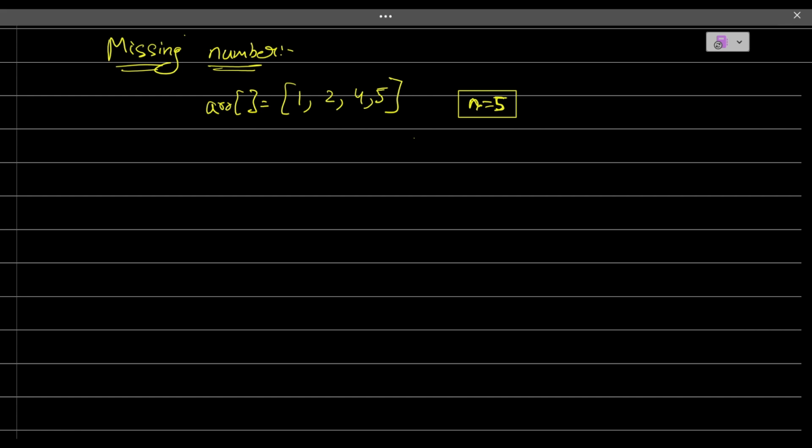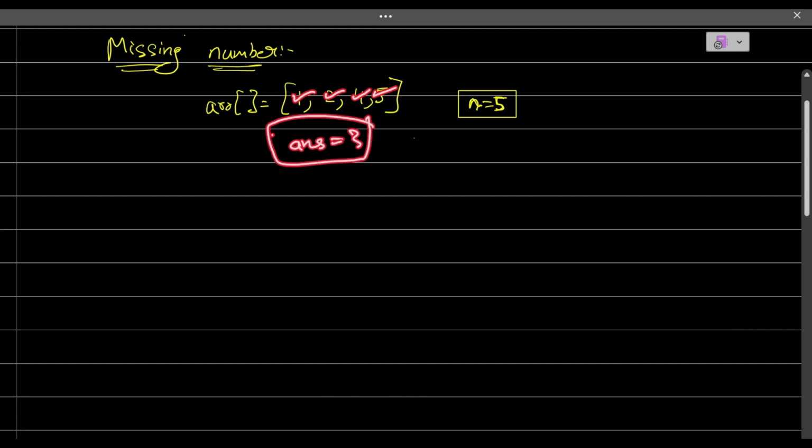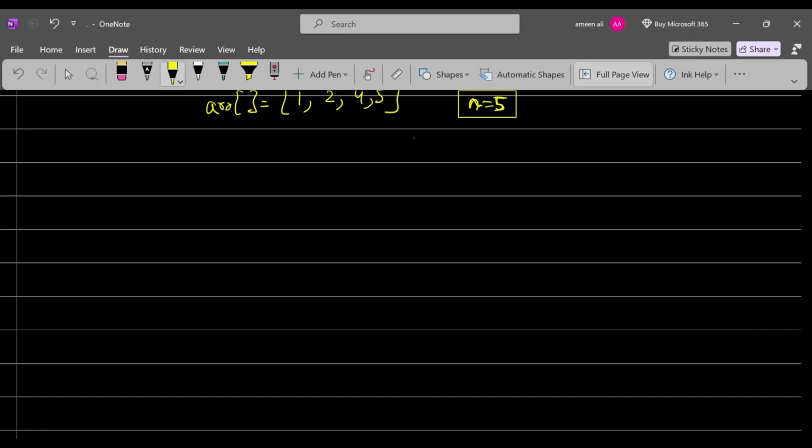So okay, let's try to understand how to find this missing number. So I have 1, I have 2, I have 4, I have 5. Then what is the missing number? The missing number is 3, right? So we need to find the missing number, that is 3. So let's see how to find this.